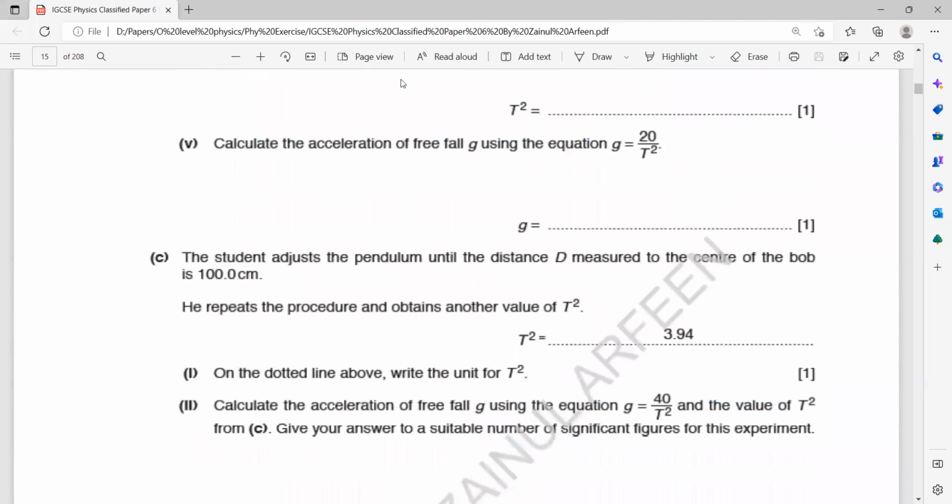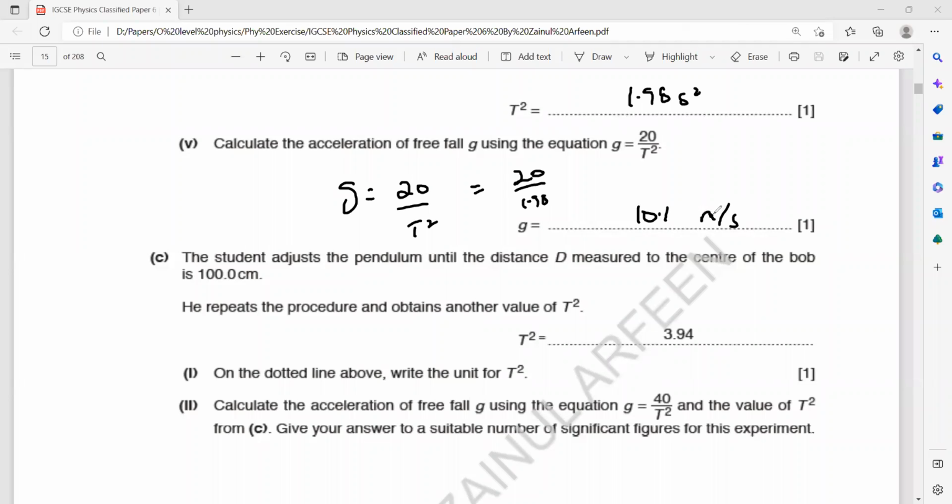Then we need the value for gravity, that is 20 divided by t square. So this was 1.98, so 20 divided by 1.98. What's the answer? 10.1. The unit of acceleration is Newton per kilogram or meter per second square. It is 10.101, but rounded off to three significant figures, it will be 10.1.